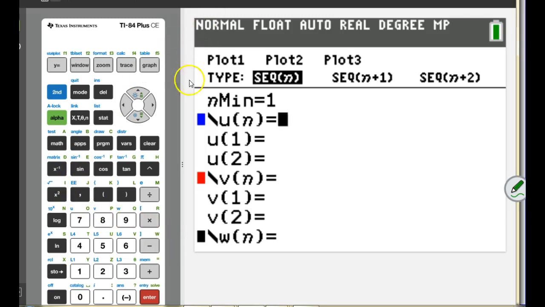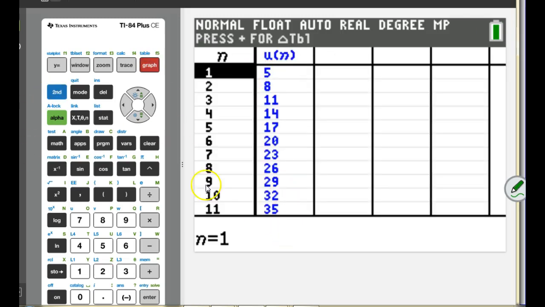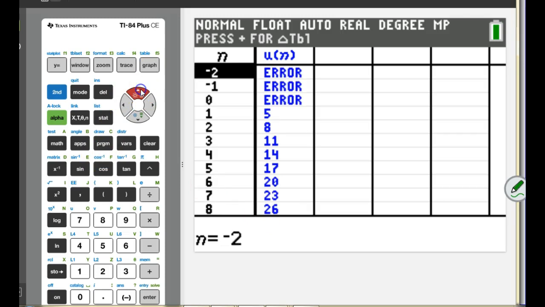All right, so for the one we're doing today, we're just putting in the sequence that's explicit, so it's going to be 3n plus 2. Okay, and it's explicit, so we don't need to put in a term 1 or a term 2. Everybody good? You could go to the table now, and it would have the sequence. Notice if you scroll back up, you get an error because it is defined as a sequence, not a function.